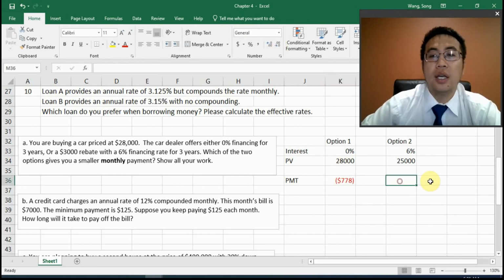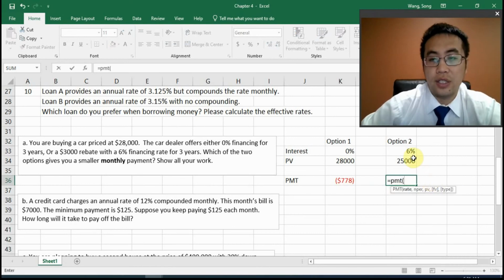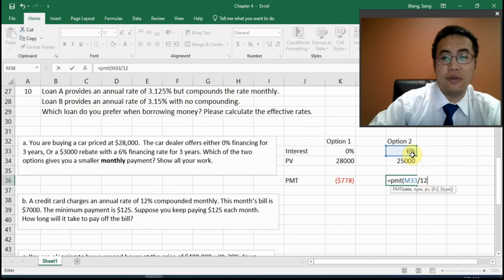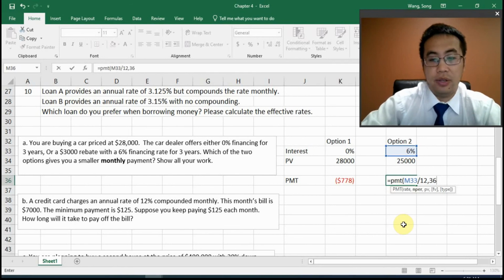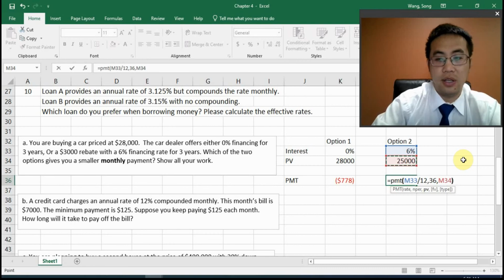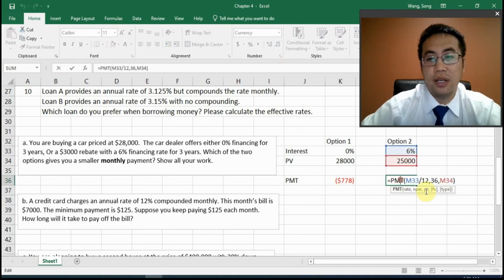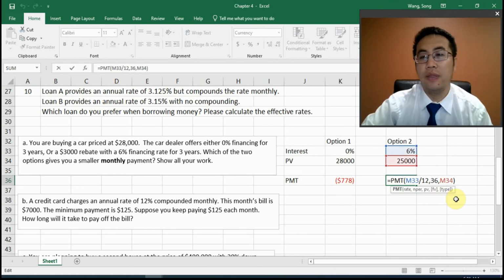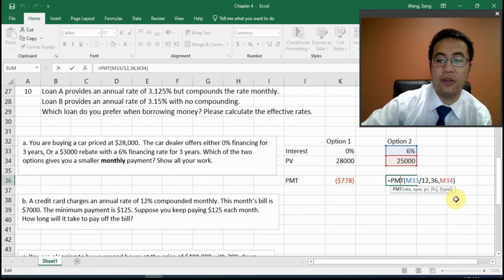Okay. And you do the same trick for the next option. The rate is 6%, and be careful, you have to make it a monthly rate by dividing by 12. And number of periods, again, is 36 months, and the present value you're financing is $25,000. And I can just ignore all the other inputs because future value is 0, type is 0. If I ignore them, then Excel will automatically assume they're zeros. So I just didn't input a value for them.